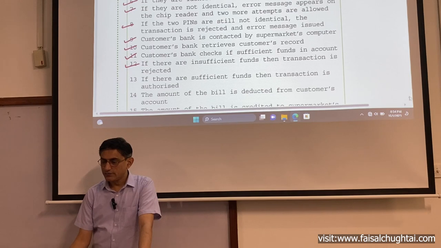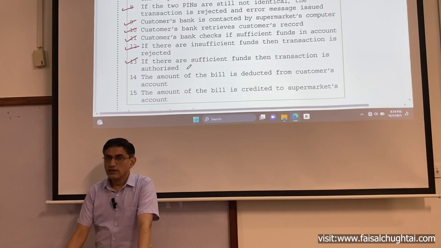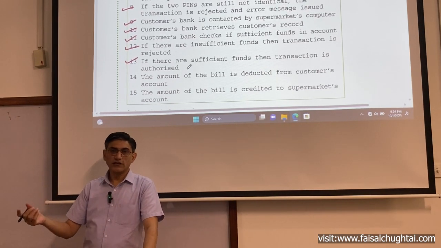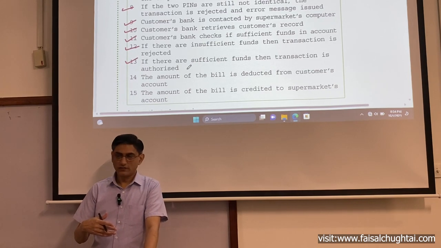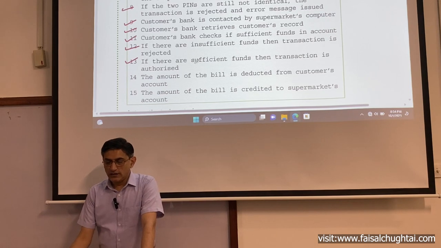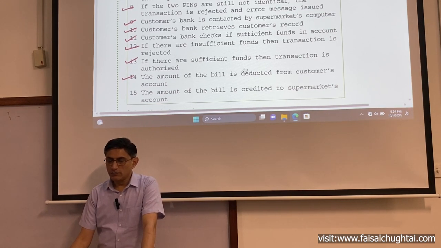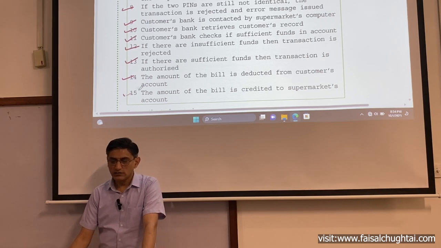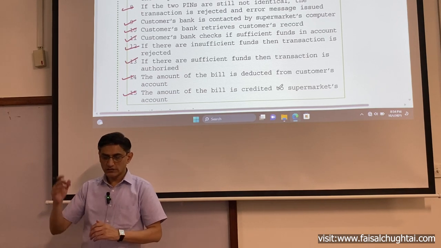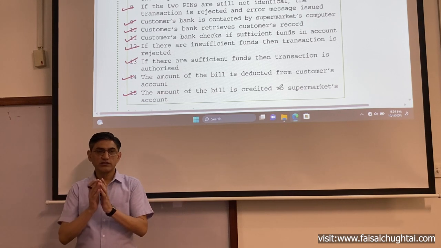If there are sufficient funds, then the transaction is authorized. Availability of funds is very important. I cannot make a payment that I do not have the money for. Are you getting what I'm saying? Yeah. So if there are sufficient funds, then the transaction is authorized. The amount of the bill is deducted from the customer's account. The amount of the bill is credited to the supermarket's account. So this is what the whole process is. And it is important to know this process in this sequence.